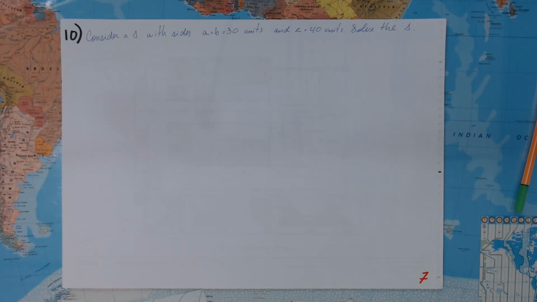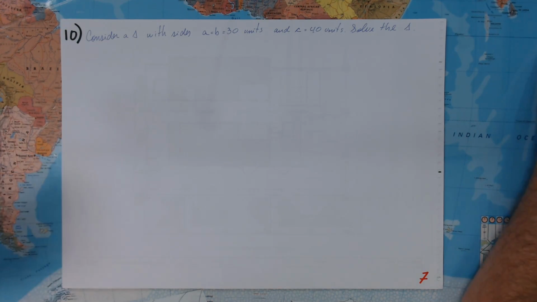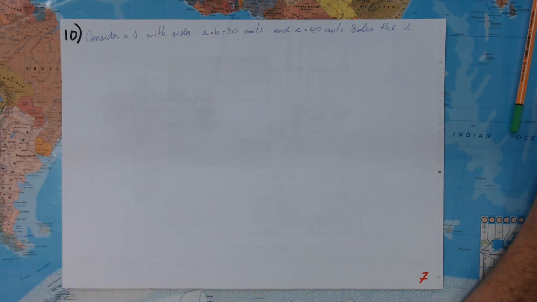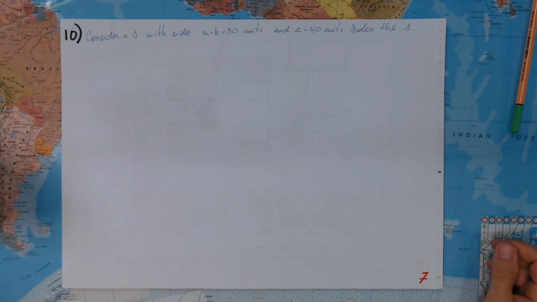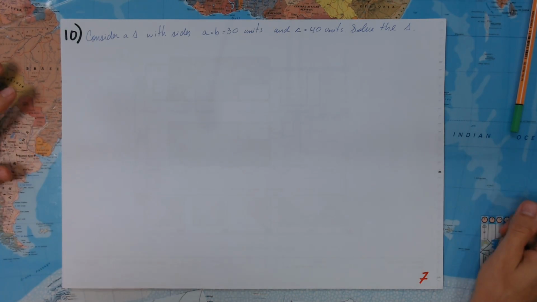Okay, now this exercise number 10. Consider a triangle with sides AB 30 units and C 40 units. Always be careful because when it's given the units, you have to put them on paper, okay? Be it meters, inches, millimeters, or just units, you have to place them.